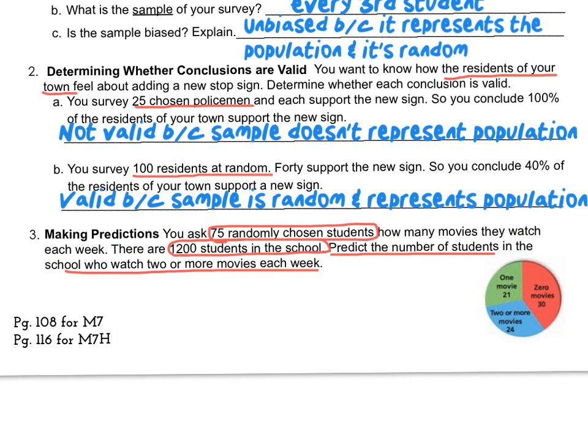So we're going to write a proportion. We're looking at how many watch 2 or more movies per week. And if you look at the circle graph, that's our 75 students. And it looks like 24 out of 75. We're going to write that as a proportion, students who watch 2 or more movies a week. And then we're going to predict out of 1,200. So our next ratio is going to have 1,200 in the denominator, and we have x up on top. And then we solve this.